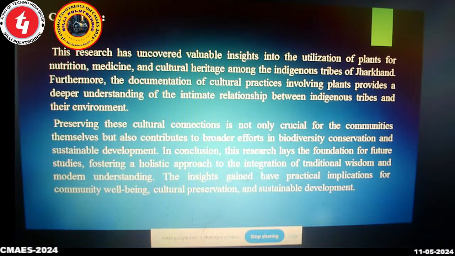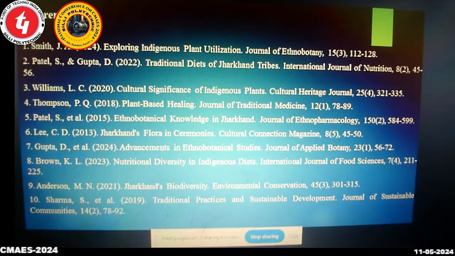Preserving these cultural connections is not only crucial for the communities themselves, but also contributes to broader effort in biodiversity conservation and sustainable development. In conclusion, this research laid a foundation for future studies, fostering a holistic approach to integration of traditional wisdom and modern understanding. The insight gained have practical implications for community well-being, cultural preservation, and sustainable development. Here are some references. Thank you.